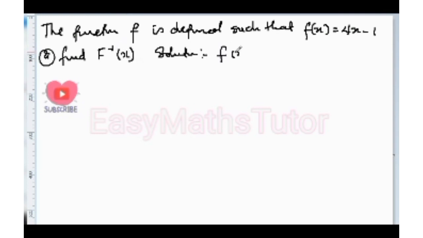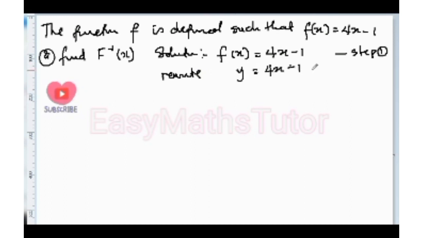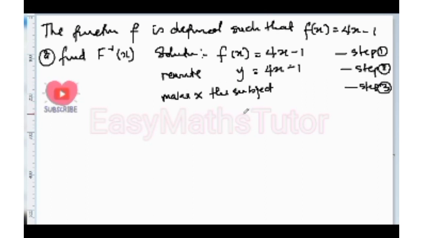Solution. First of all, we'll write f of x equal to 4x minus 1, and then we'll replace f of x as y. So we will have y equal to 4x minus 1, which is our step 2. The next thing, we're going to make x the subject of the formula. And that's our step 3. Making x the subject of the formula, we'll move minus 1 to the other side of y, which will give us y plus 1. So we have y plus 1 equal to 4x.